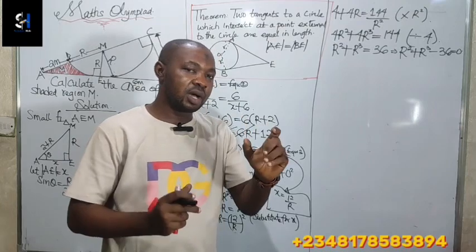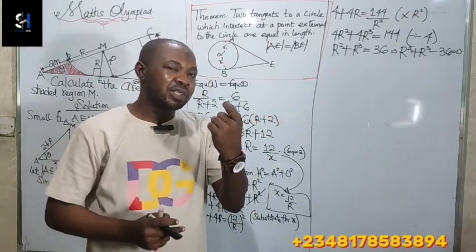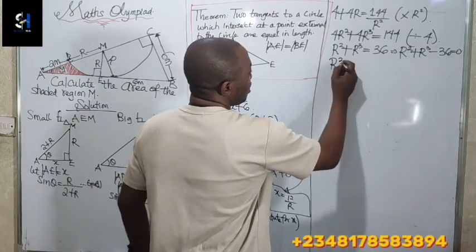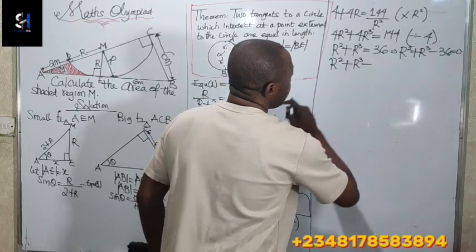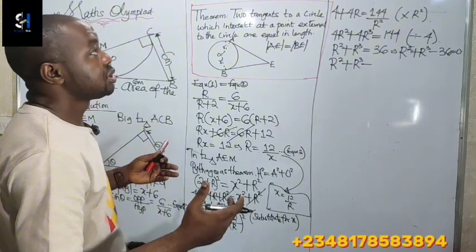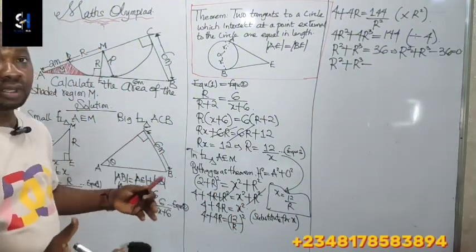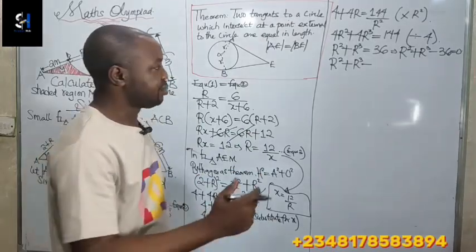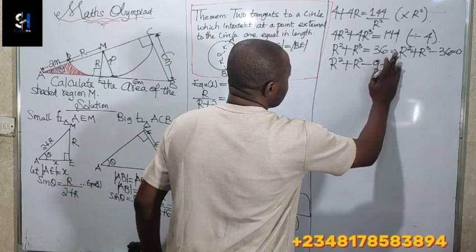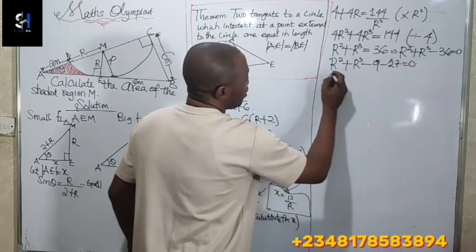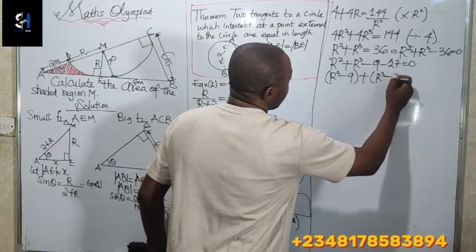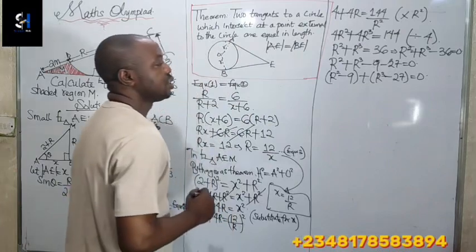And they will have a value in common. That is, the cube number and the square number will have the same base. Now, in this case, we have r squared plus r cubed minus 36. For 36, that'll be 27 and 9. So we're going to have negative 9, minus 27, and that will be equal to 0. So this will be r squared minus 9 plus r cubed minus 27, and that's equal to 0.